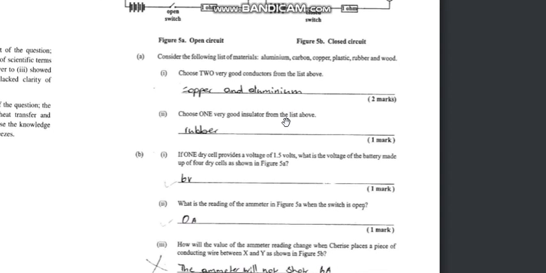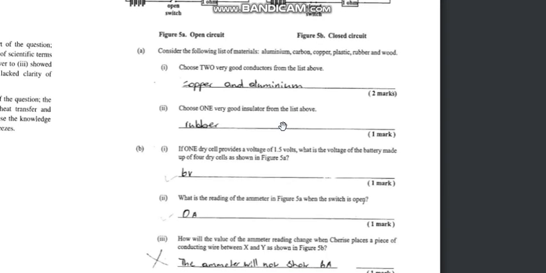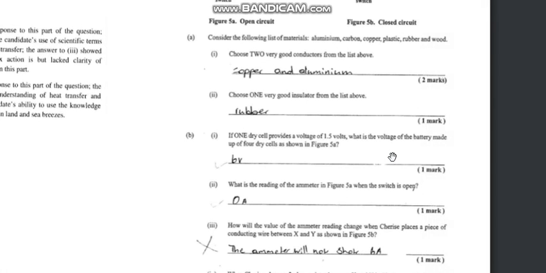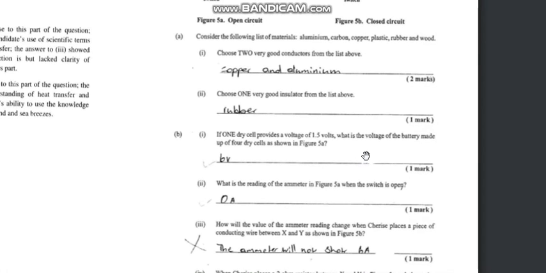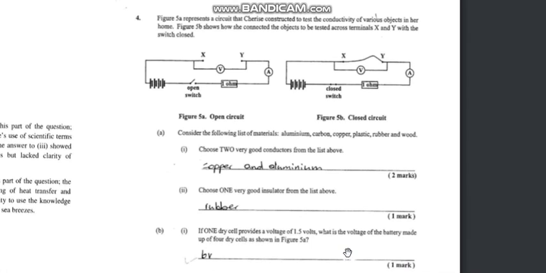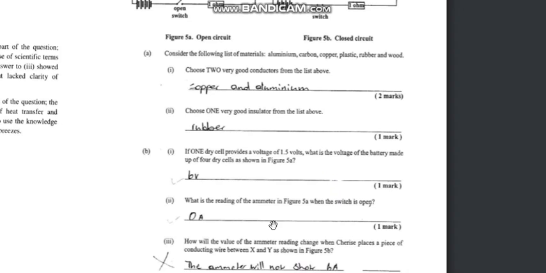Part B says if one dry cell provides a voltage of 1.5 volts, what is the voltage of a battery made up of 4 dry cells? So this is 6 volts, guys. It then asks what is the reading of the ammeter in Figure 5A? So right here in 5A, as I said, we have an open switch. Let me see, yes, we have the ammeter. The switch is open, so the reading will be 0 ampere. The A stands for ampere, guys, and the V stands for volt.